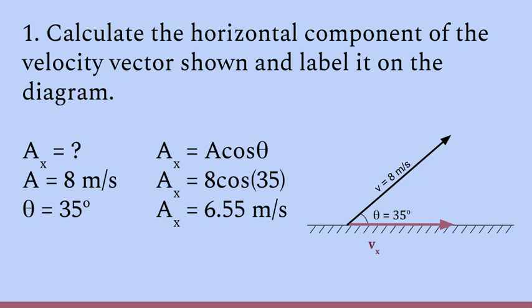And the unit is meters per second because that's the same unit that we started with. So the unit doesn't change. So I can fill in my label Vx equals 6.55 meters per second.